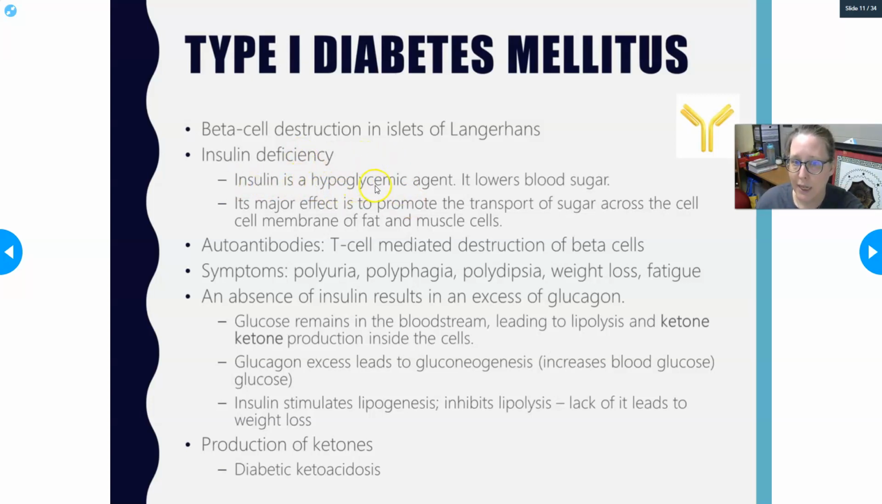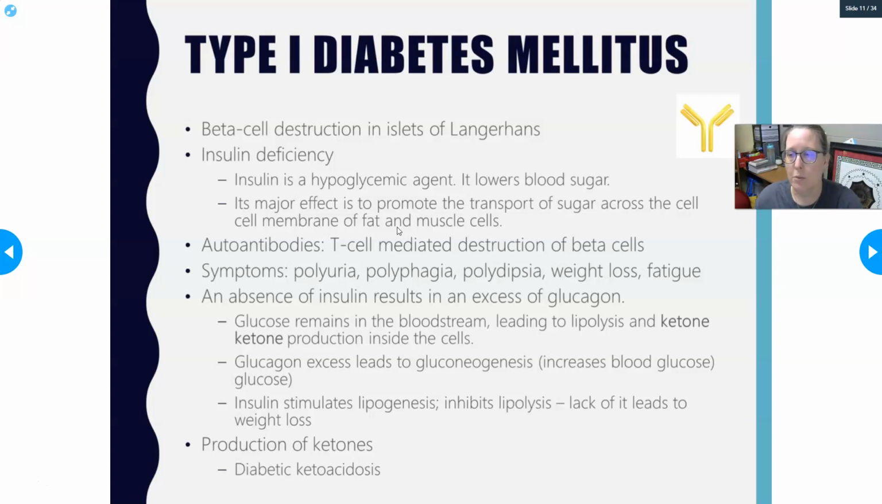Insulin is a hypoglycemic agent, meaning it lowers blood sugar, not meaning it kicks in when you have hypoglycemia, okay? So it's the opposite of it. It lowers high blood sugar back down to normal. Its major effect is to promote the transport of sugar across the cell membrane of fat and muscle cells. And so it's often been referred to as the key. On the surface of your cells, you have insulin receptors, and insulin has to dock on the insulin receptor. And when that happens, there's a portal that opens that only allows glucose in. So a glucose transporter basically pops up on the surface of the cell and accepts the amount of glucose that it needs into the cell.